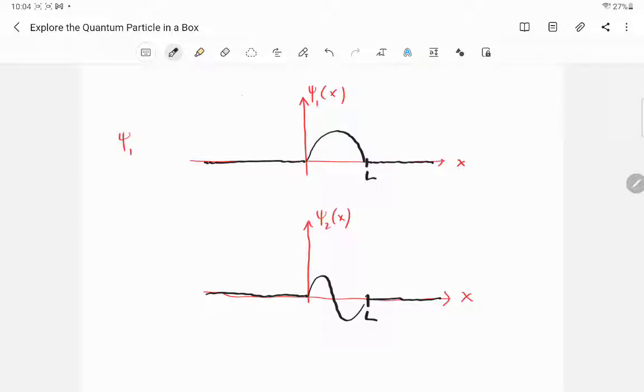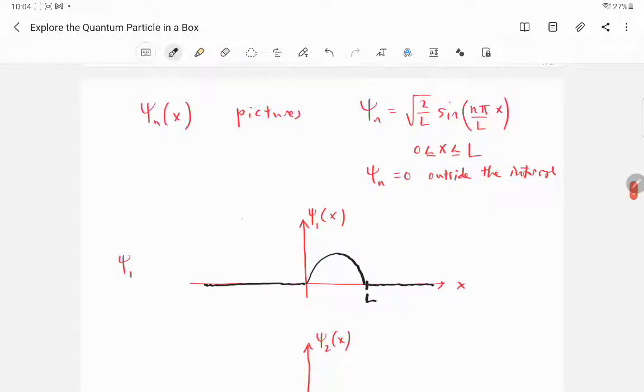Whereas with n equals 1, because I only had a factor of 1 in here, when x varied from 0 to L, the argument varied only over the half interval, or the 0 to pi variation.